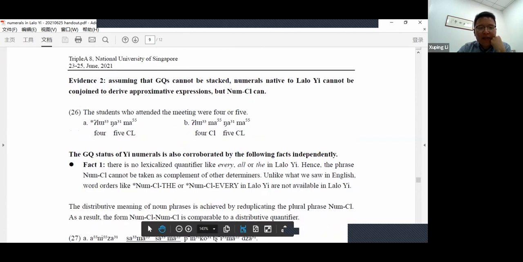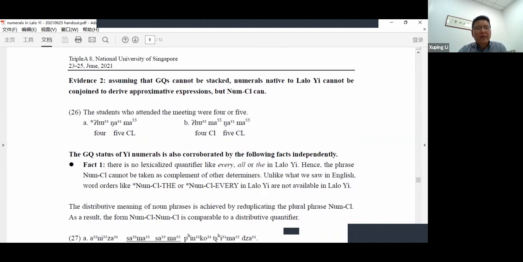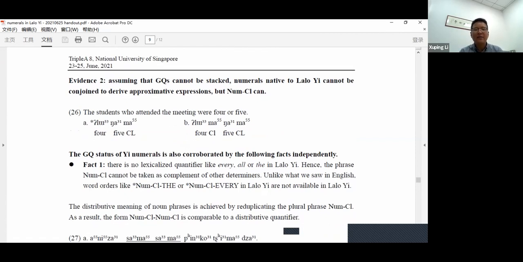comes from the fact that there's no conjunction. You cannot conjoin two numerals. Okay, so the students who attended the meeting were 4 or 5. You can say something like that in English. But here 4 or 5 can only be expressed as 4 classifier and 5 classifier. You cannot say 4, 5 classifier. But that's completely possible in Mandarin. There are 4 or 5 students appeared today.